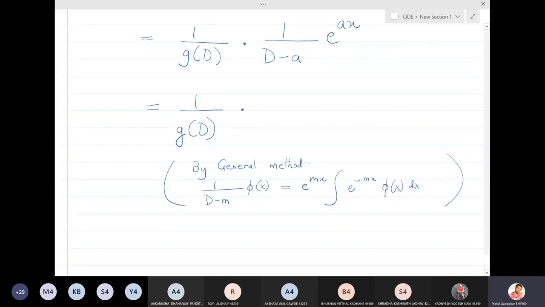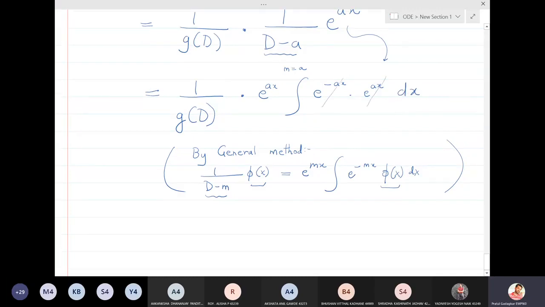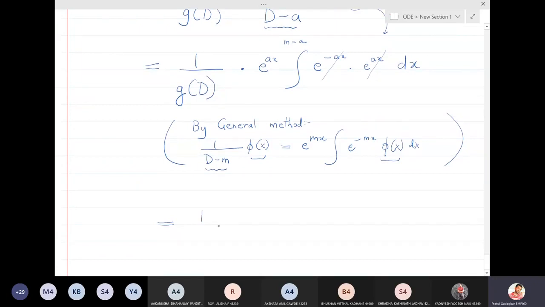What is the value of m in this case? The value of m is equal to a. So D minus m is D minus a, and this becomes e power ax integral e power minus ax into phi of x. Who is my phi of x? Who is my right hand side? Phi of x is e power ax, dx. And this integration is very easy because this and this cancel and this becomes dx. So it is equal to 1 upon g of D e power ax into x.